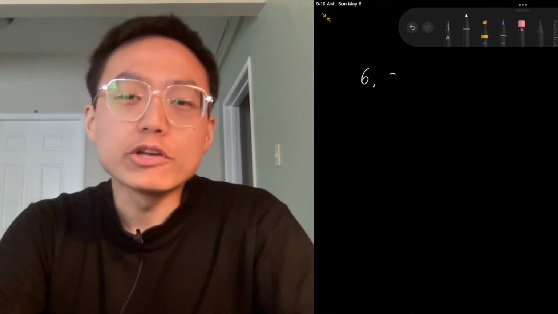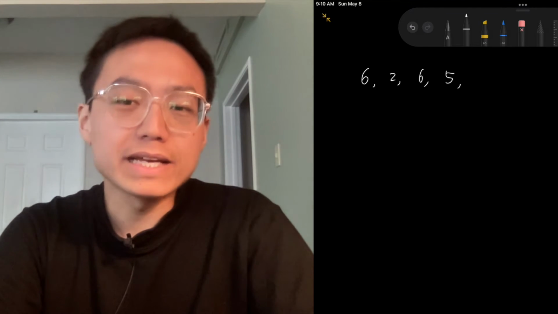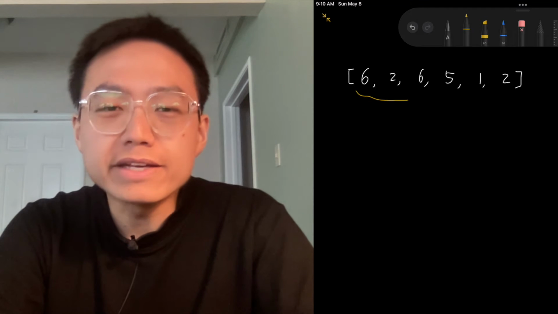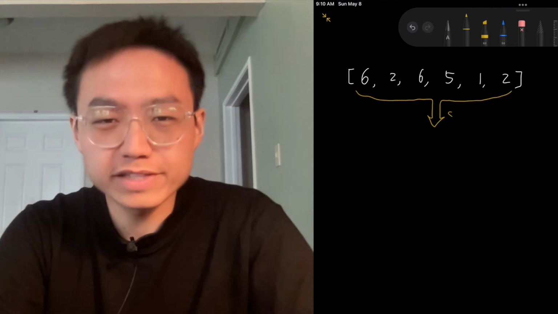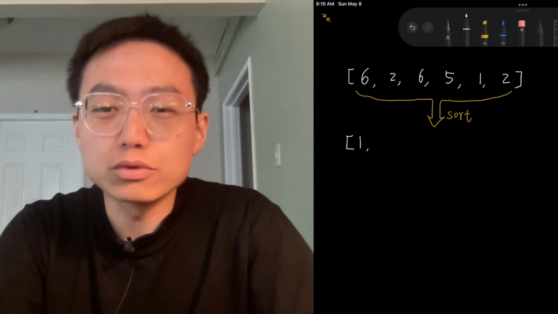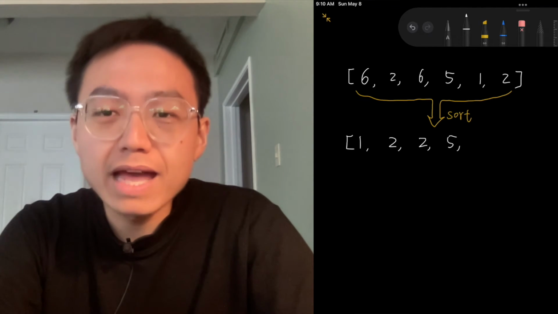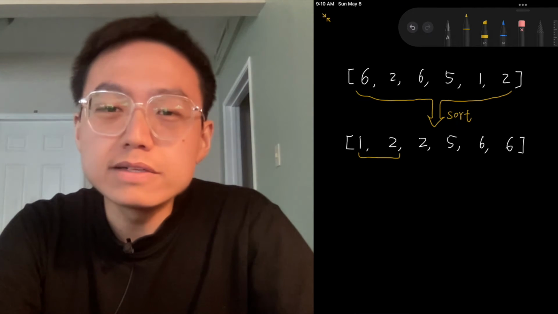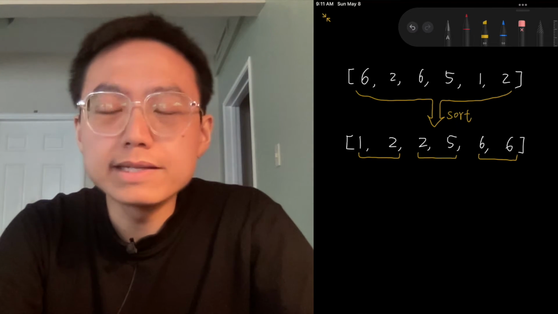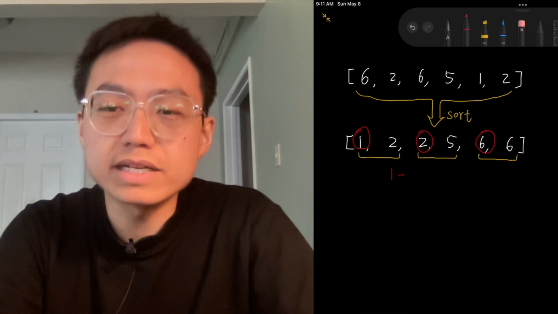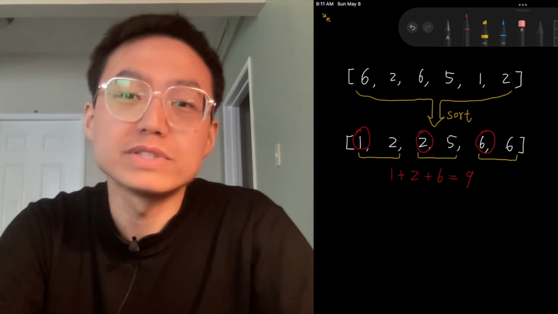In the second example, if we input nums = [6, 2, 6, 5, 1, 2], then we sort the array into 1, 2, 2, 5, 6, 6. So the optimal pairing is (1, 2), then (2, 5) and (6, 6). The minimum of 1, 2 is 1, the minimum of 2, 5 is 2, the minimum of 6, 6 is 6. 1 plus 2 plus 6 is 9, so we output 9.